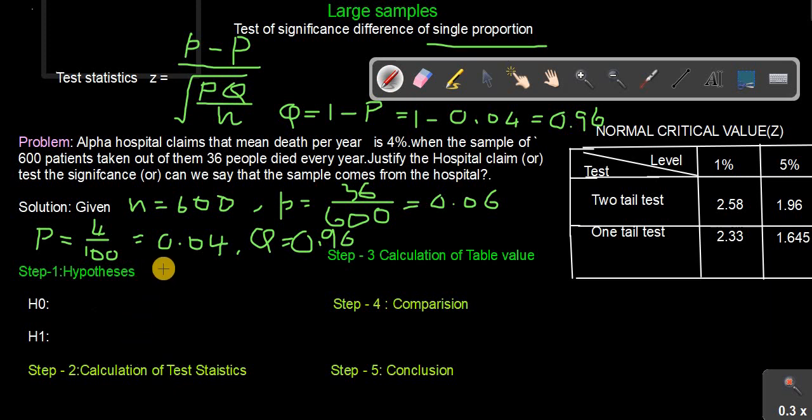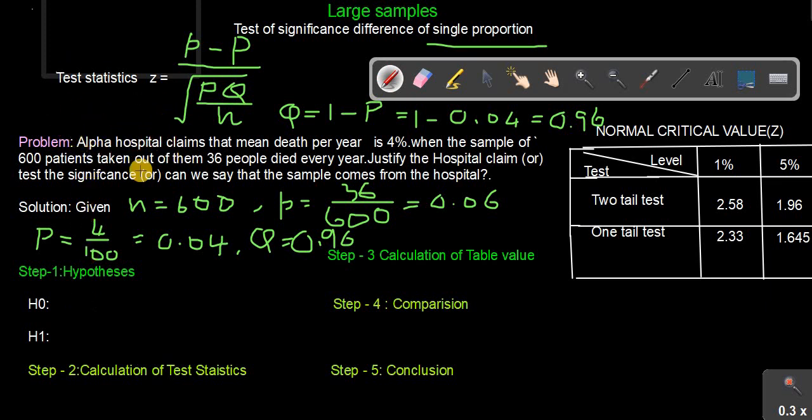Now the hypothesis, that's very important here. Hypothesis means what? A statement for which we cannot say whether it is true or false. We have to undergo the statistical test. Only at the end can we say whether it is true or false. That's called the null hypothesis. So we assume that there is no difference in the claim by the Alpha Hospital.